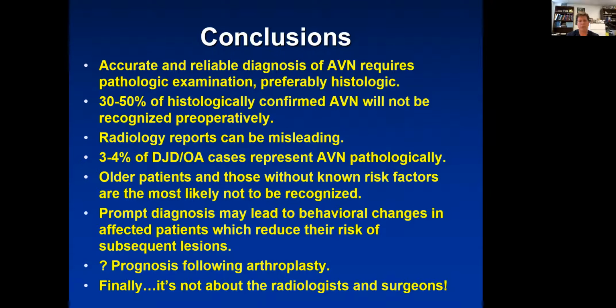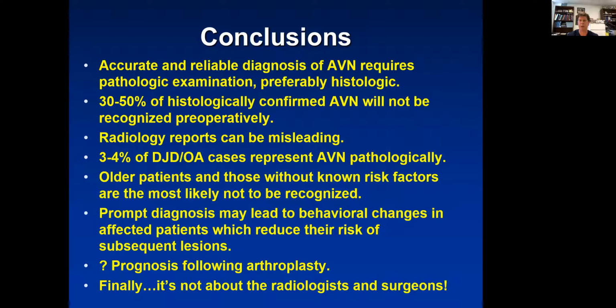We know that radiology reports are helpful, and examining radiology is a must. And we're all taught this in bone and soft tissue pathology, but radiology reports alone can be misleading and can miss it because the findings are not entirely specific. And we know that AVN invariably leads to degenerative joint disease, and that finding can actually cloud the underlying AVN. We also know that between 3 to 4% of DJD and OA cases between us and Hospital for Special Surgery actually represent AVN pathologically.